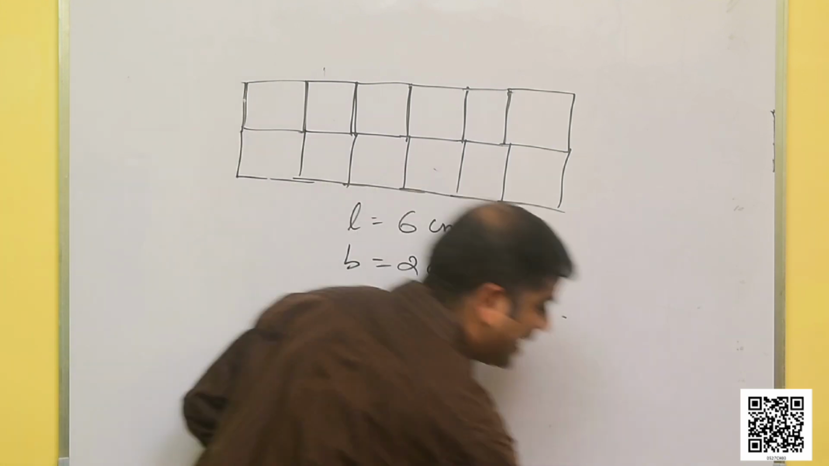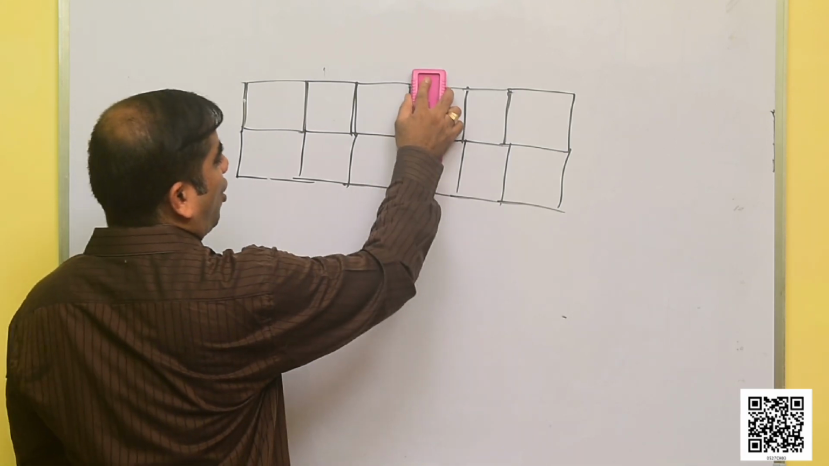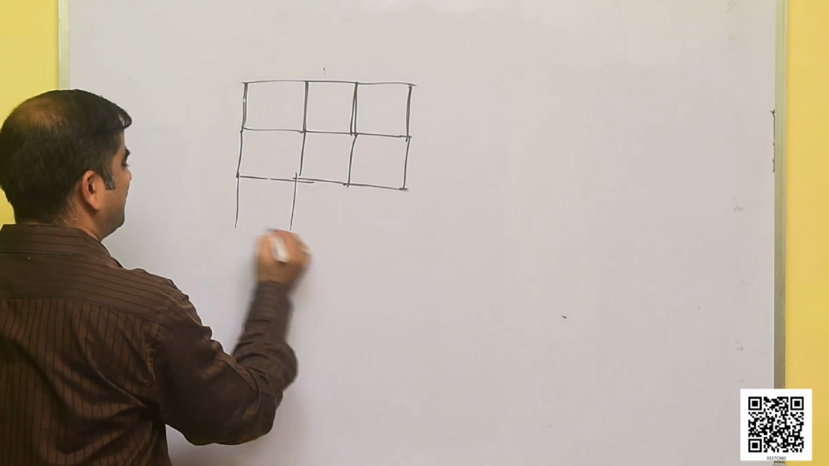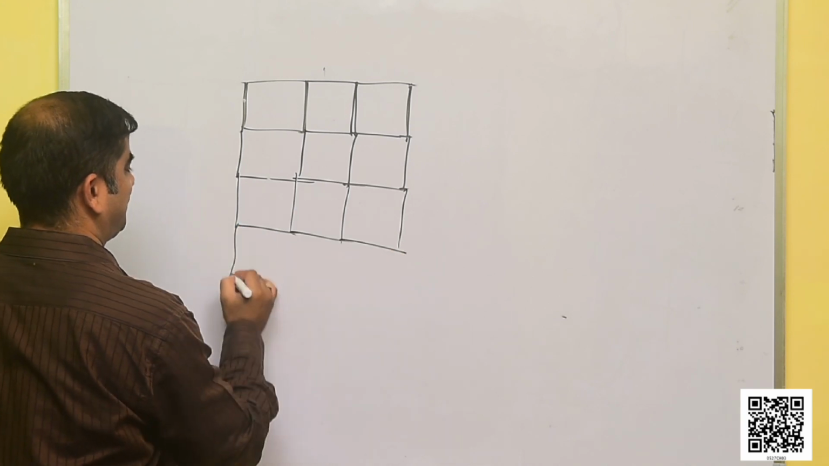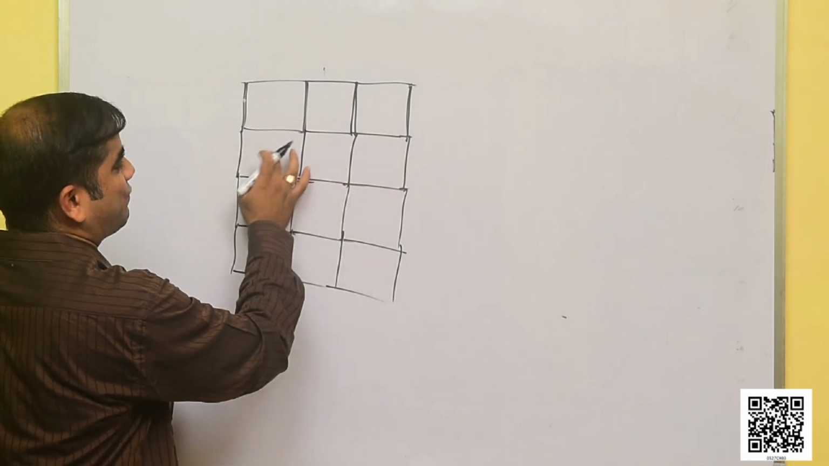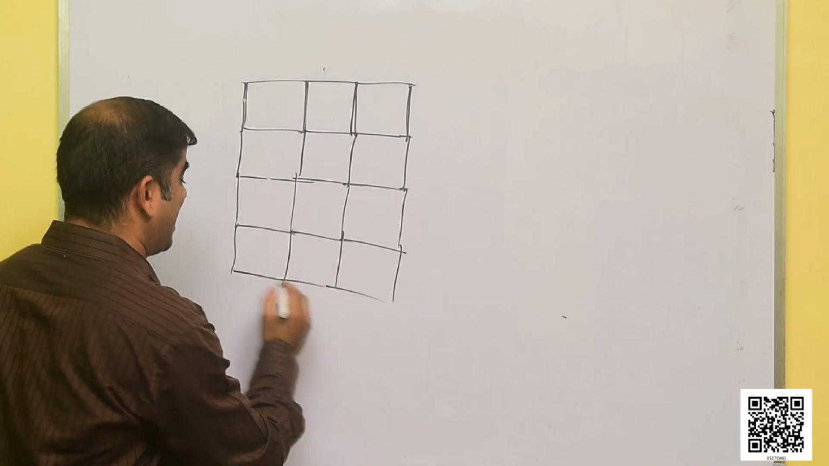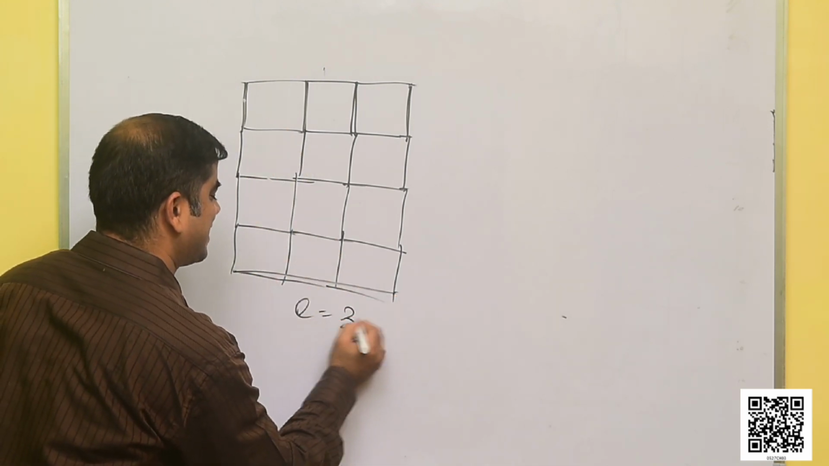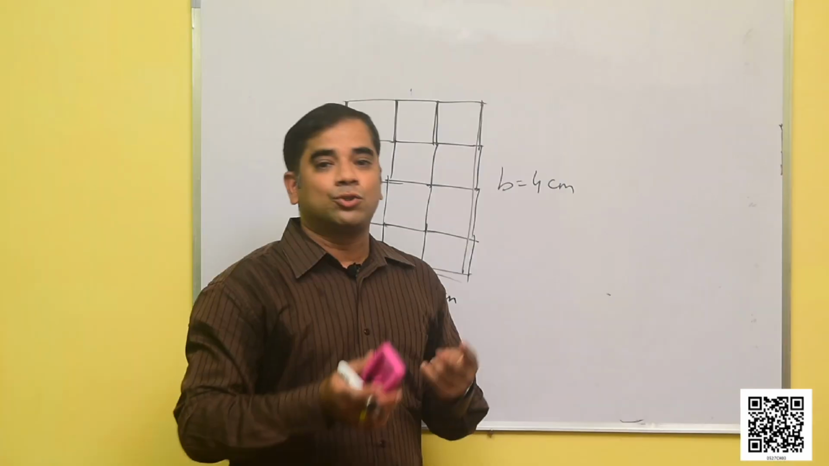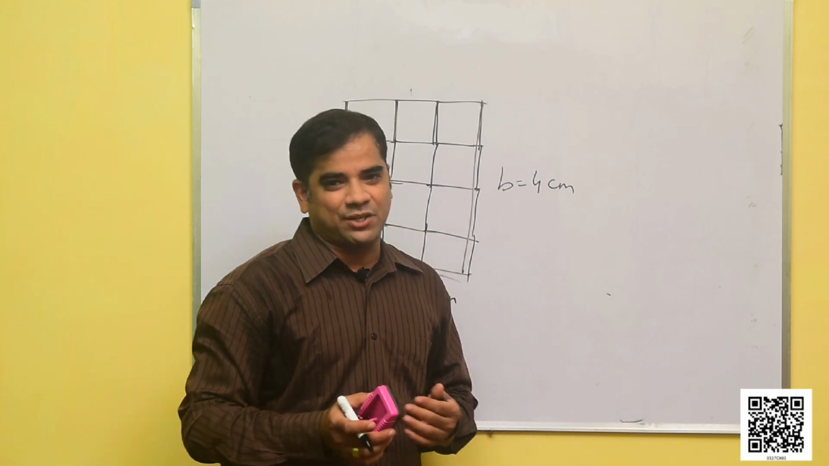Let's play again. Let's erase some more squares and rearrange them. I am now taking all these squares from here and bringing them down. So how many squares do you have now? 1, 2, 3, 4, 5, 6, 7, 8, 9, 10, 11, 12. So this is another rectangle having length as 3 centimeter and breadth 4 centimeter. So in these ways we can arrange the 12 squares to get different shapes of rectangle.